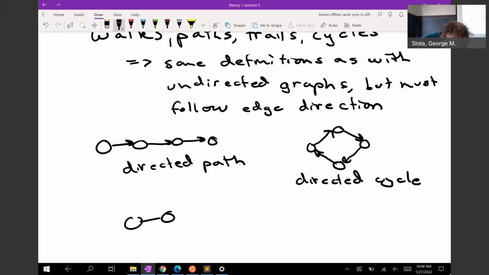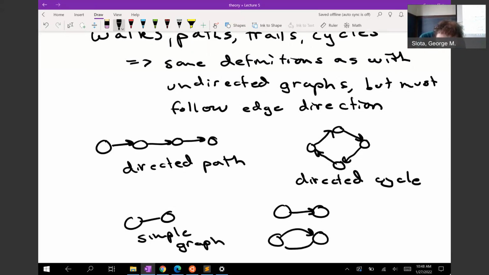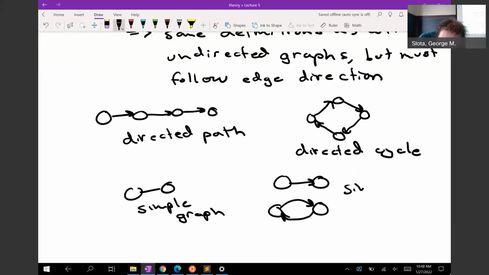And for more examples here, let's consider a simple graph. We'd still consider a digraph to be simple. There's an edge from V to U and an edge from U to V. Those edges are considered separate. Even though there's technically two edges in between U and V, we're considering directionality. There's only one edge from V to U, one edge from U to V. So it's still a simple graph.